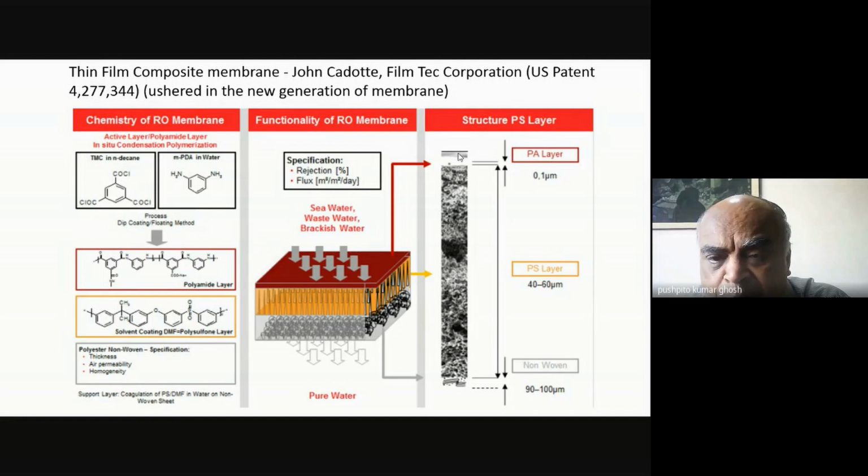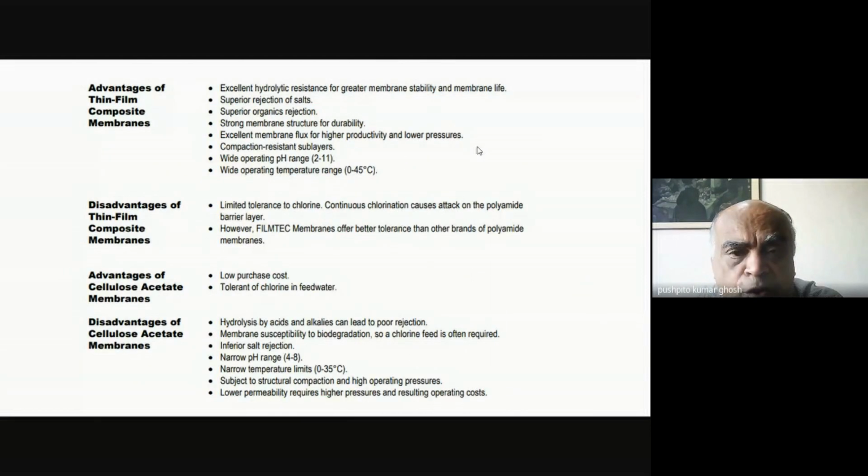It's an absolute landmark in the history of reverse osmosis, because all subsequent membranes were essentially made following Cadotte's process, maybe with some minor changes here and there, but that's about it. Now, if you were to quickly look at some of the advantages and disadvantages of the two membranes, is it that cellulose acetate was all bad, and is it that thin film composite membranes are all good, or are there some things which are not so good about it?